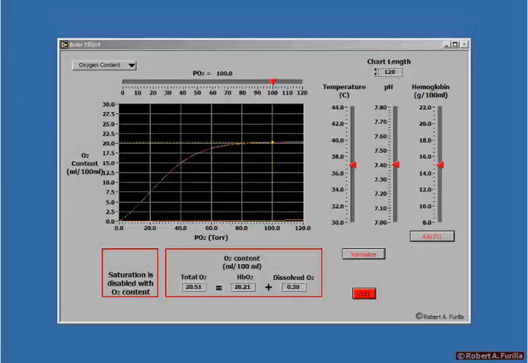Well, that concludes this section on oxygen transport. I will continue discussing oxygen transport in later segments.